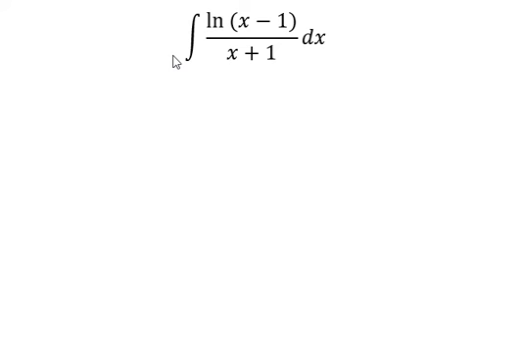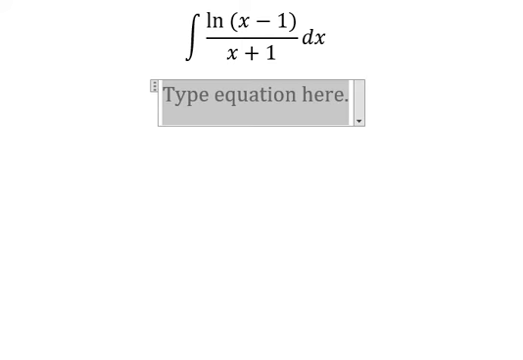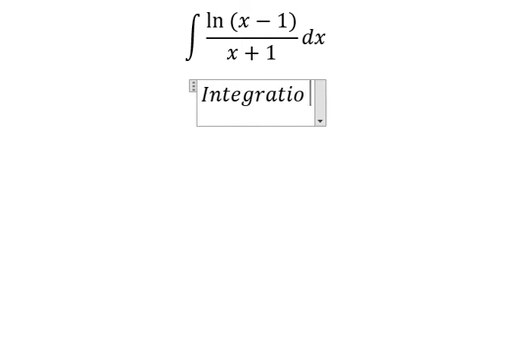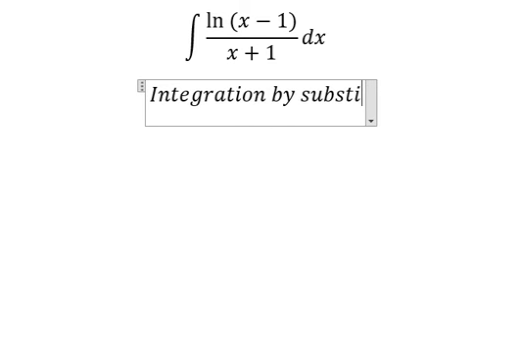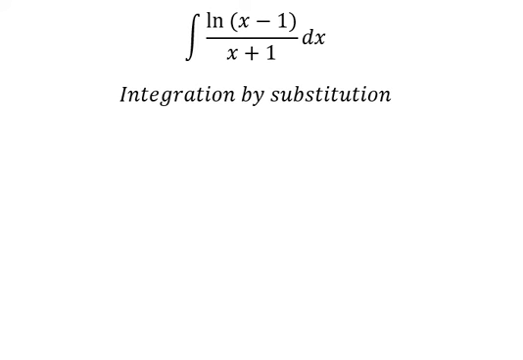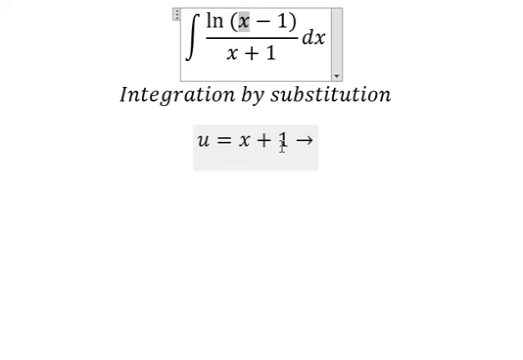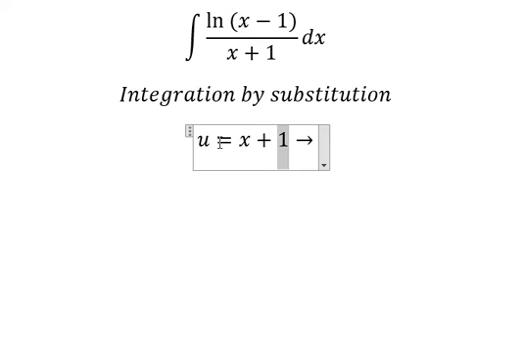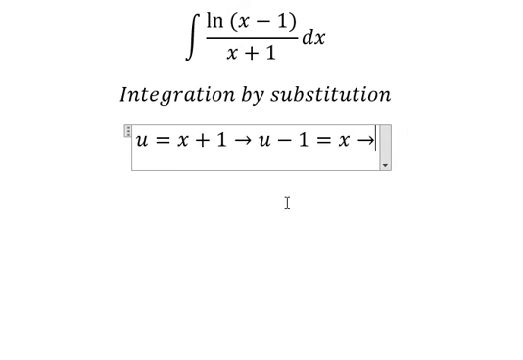The topic today is about integration. So now I will show you how to answer. We need to use integration by substitution. So I will put u equals s plus 1. Because we have s, I will move the number 1 to the left, and we have u minus 1 equals s. Next, we do the first derivative for both sides.